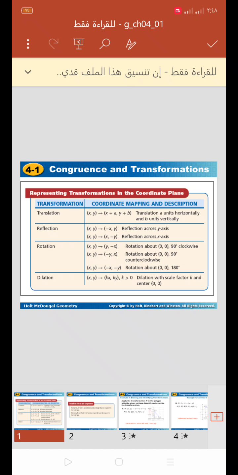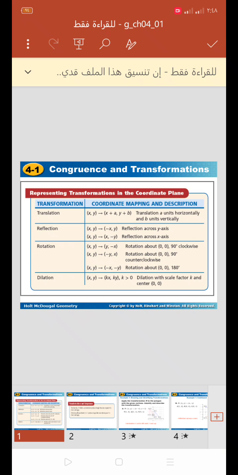Reflection has two cases, maybe across the y-axis or across the x-axis. If you want reflection across the y-axis, we change the sign for x. For reflection across the x-axis, you change the sign for y.